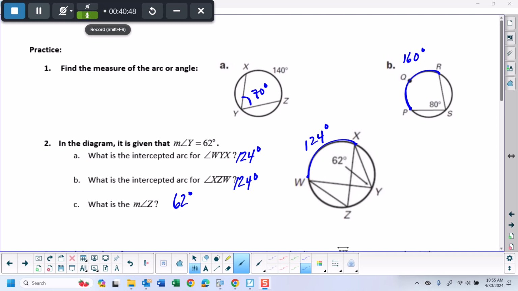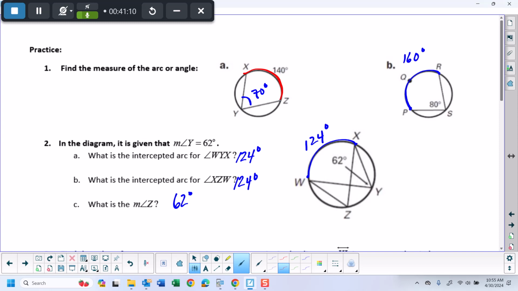Number 1, find the measure of the arc or angle. Are we all there? Find the measure of the arc or angle. Because I know that this arc from X to Z is 140 degrees, so is the central angle. So the central angle and the intercepted arc, same angle.